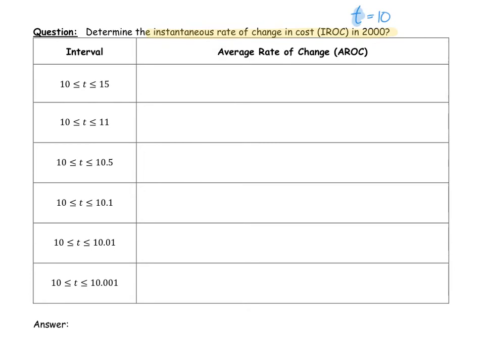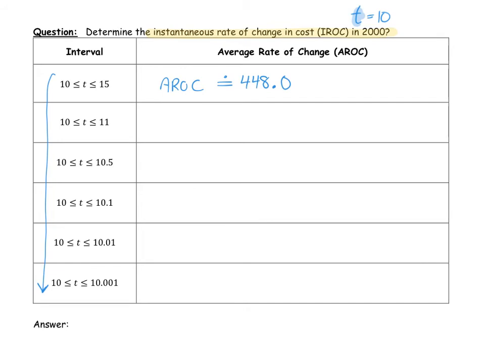Okay, so what we're going to do is we're going to do the average rate of change, and we're going to make the interval, as you can see, get smaller and smaller and smaller as we move down this table. So we actually did the first one between 10 and 15 already, right? And we found out that the AROC was approximately 448.0 was the value we got. You want to keep as many decimal points as possible.